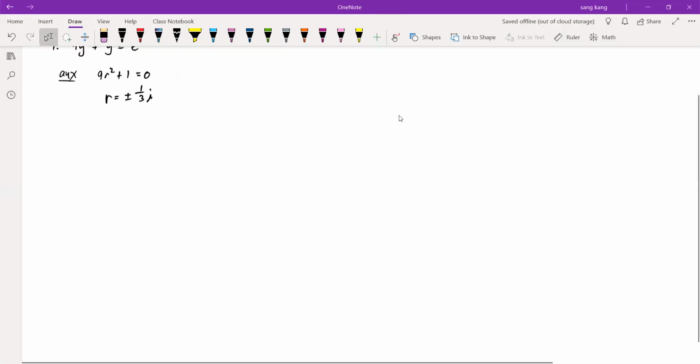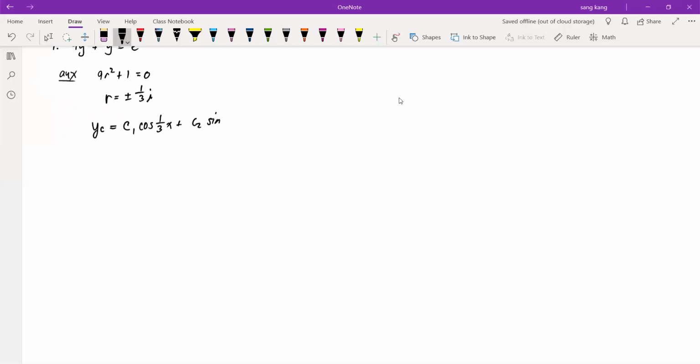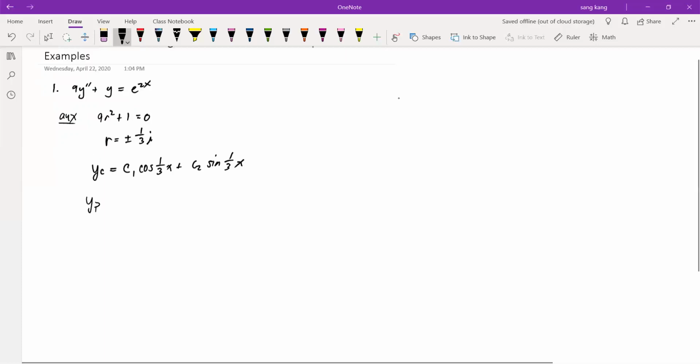So y complementary will be C1 cosine of 1/3 x, where 1/3 is beta, plus C2 sine of beta x, right? Alpha is 0 in this case, so our e to the alpha x just becomes 1. That's our complementary. Our particular is going to reflect the right-hand side, g as a function of x. So we have the coefficient a times e to the 2x.